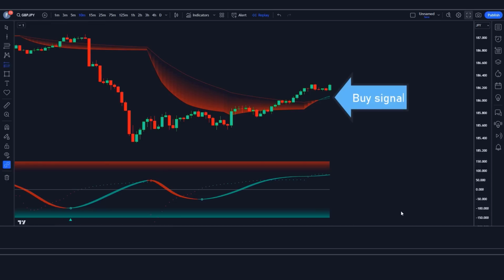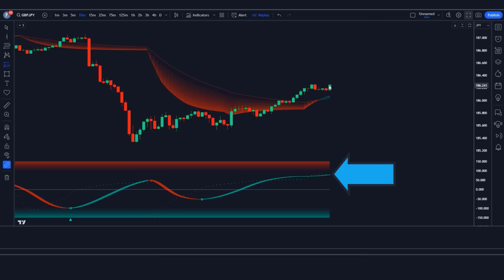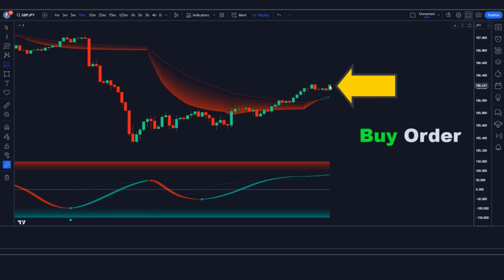Here the liquidity indicator gives us a green area buy signal. Here the median proximity indicator shows green area. Here the market has made a bullish candle to give confirmation. So all our conditions are being fulfilled, so we are placing an order to buy.